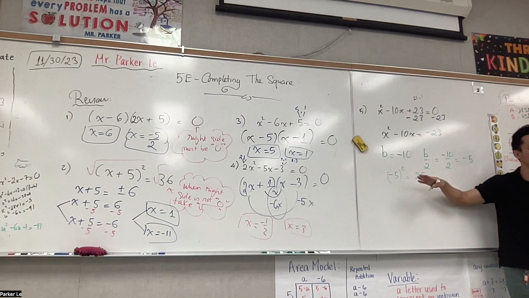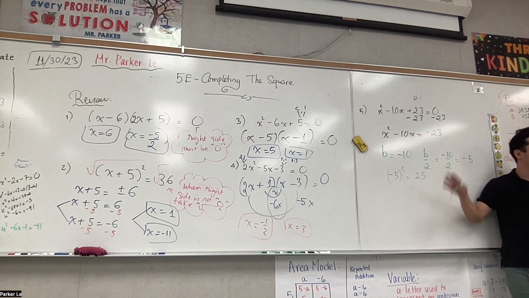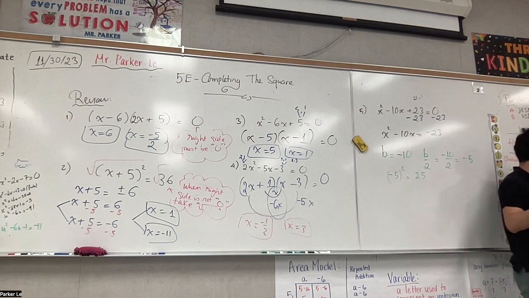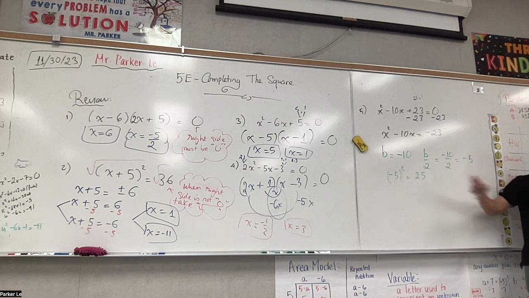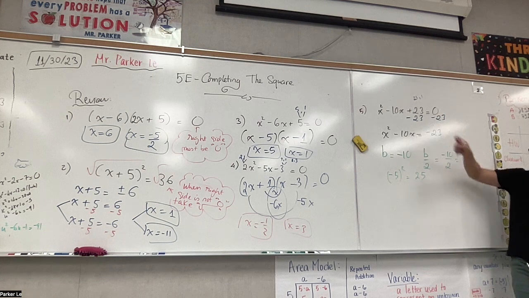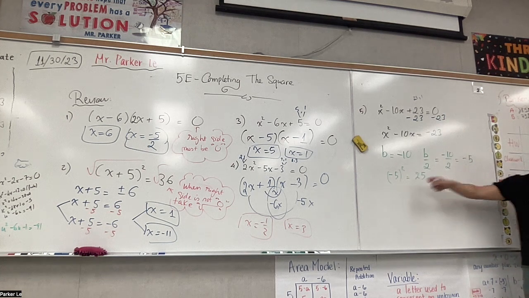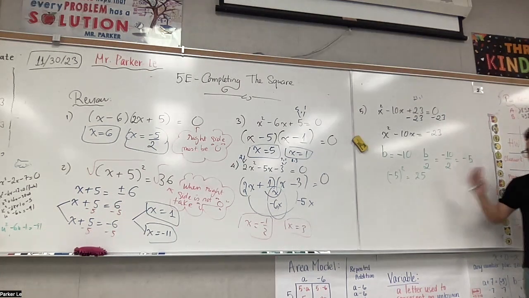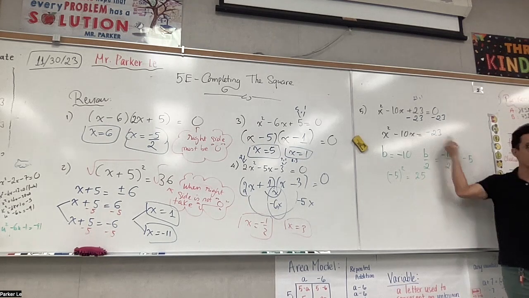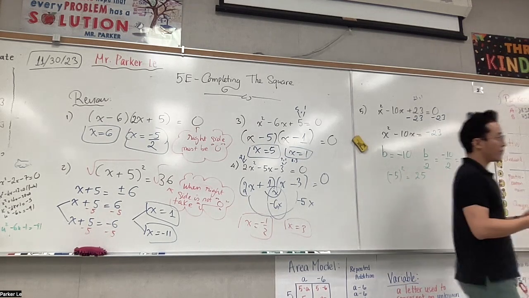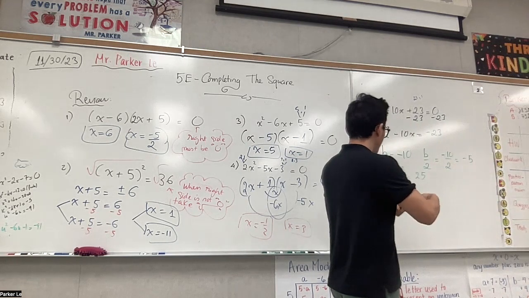How are we doing so far? Still with me? You don't need to know lessons A, B, C, D. If you think, oh, I need to understand that before I do this, no, don't worry. You can do this one. Again, look at C, take half of B, squared. Next, add this number to both sides. That's step number 3.